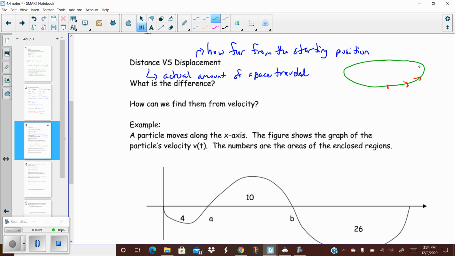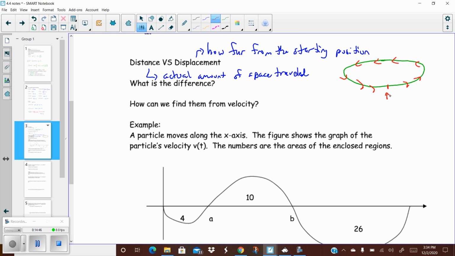However, if I were to run the track all the way over here, while I would have run 400 meters, and I stop right there where I started from, my displacement is 0. I'm actually no distance away from where I started. So you can have a displacement, which is the total distance that you are away from where you started, which is different than the actual total distance that you've traveled to get there. Okay, hopefully that makes some kind of sense.